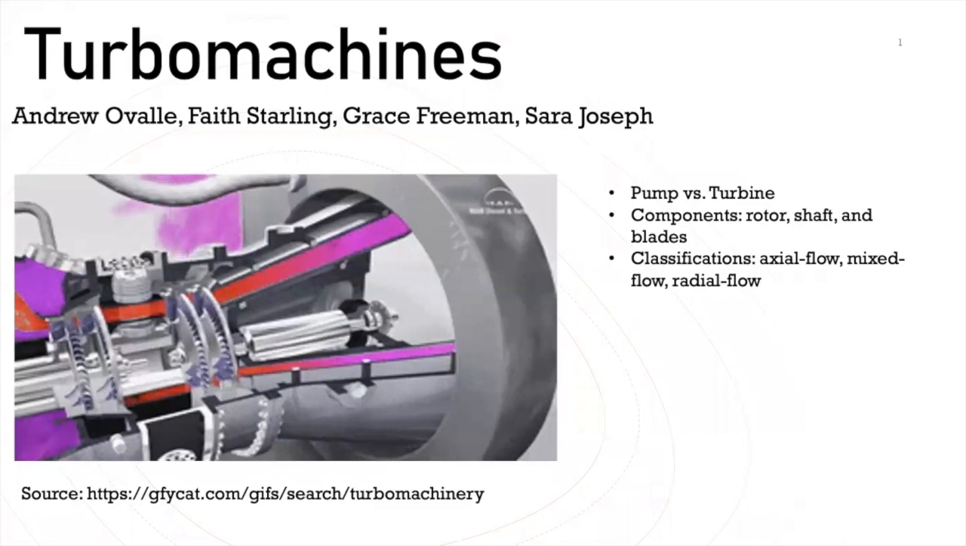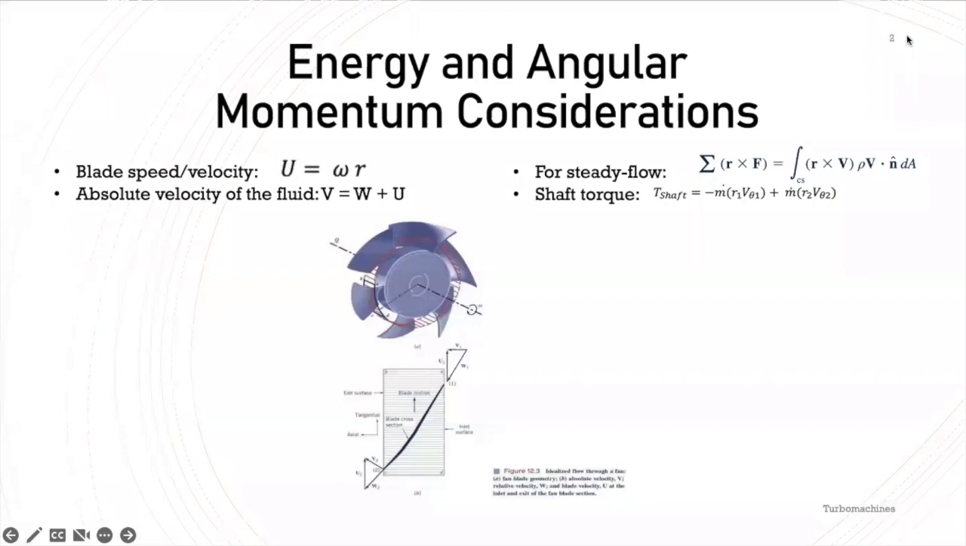Different classifications of turbo machines include axial flow, mixed flow, and radial flow machines. An axial flow turbo machine involves a fluid moving in the axial direction from the inlet to the outlet. A radial flow machine has a radial flow component, and a mixed flow machine can be a mix of both axial and radial flows. Now for the energy and angular momentum considerations.